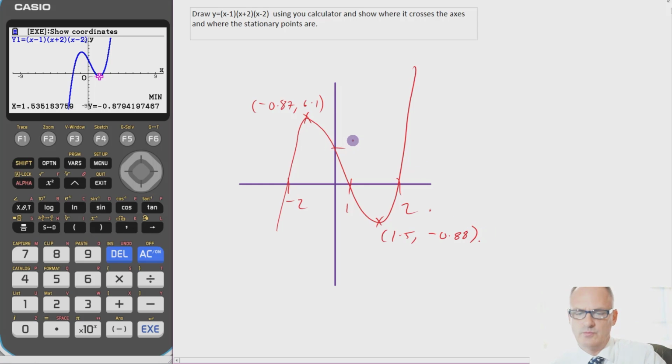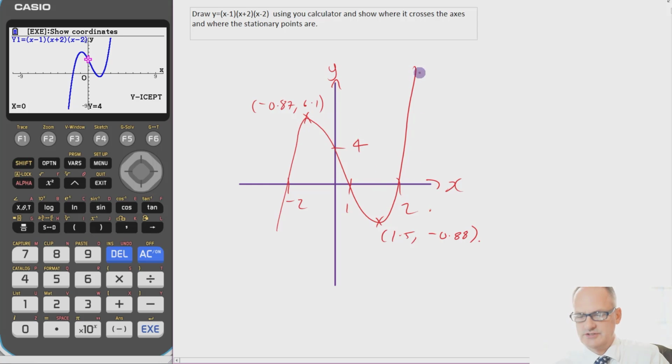Now I just need to find the y-intercept. There's 2 ways you can do that. Multiply out the brackets and the number at the end will be the y value, or we can use our graph solve and we want to find the y-intercept, and it gives us y equals 4. So there we go. We've used our graphical calculator to help us draw a sketch of the graph and answer this question. Better label the axes x and y, and now our graph is complete.